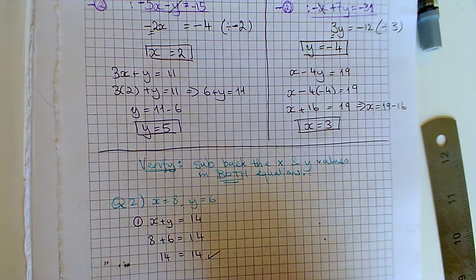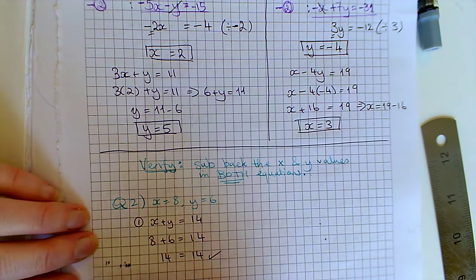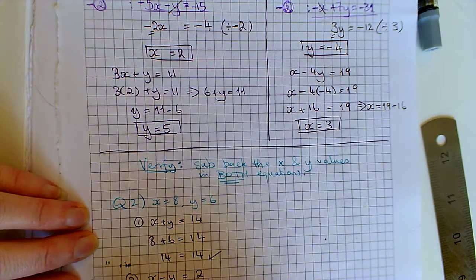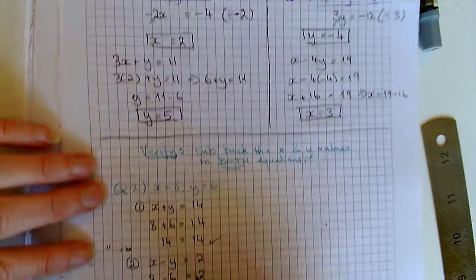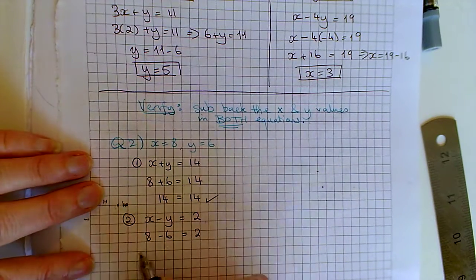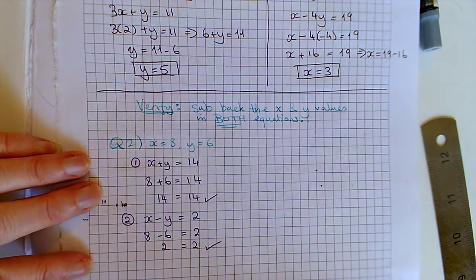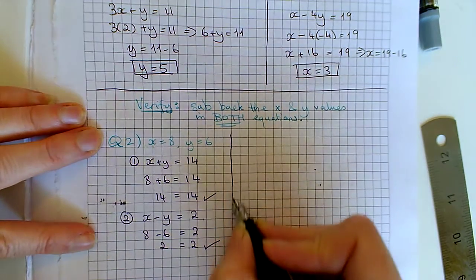So I verified the first one, but I'm not done until I verify the second one, which was that x minus y is equal to 2. So is 8 minus 6 equal to 2? It is, yes. 2 is equal to 2. So once we verified both of them, we're happy that it's verified.